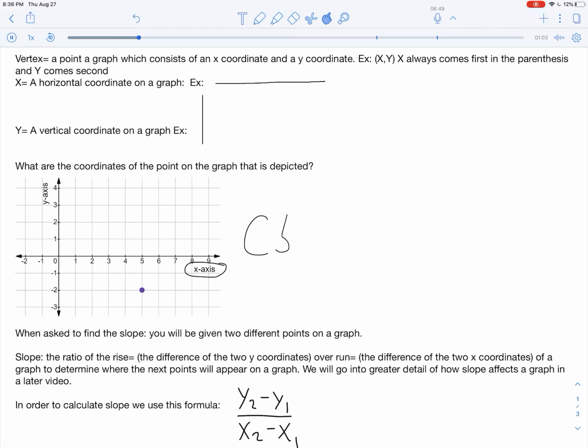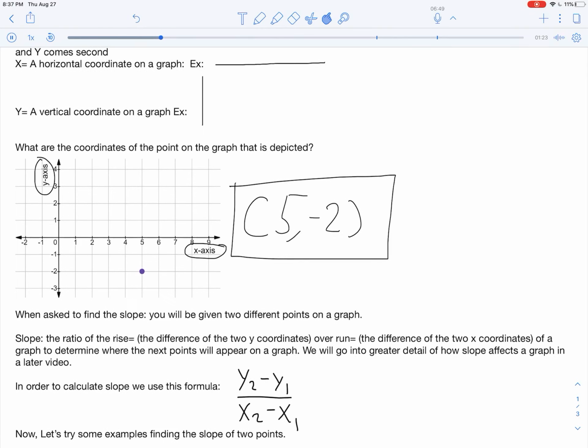So then we put parentheses 5, comma, and now we look at our y-axis, which is our vertical axis, and we see where it lines up. And we see it lines up with negative 2. So our coordinate is 5, comma, negative 2. And that's as simple as finding the point on a graph.